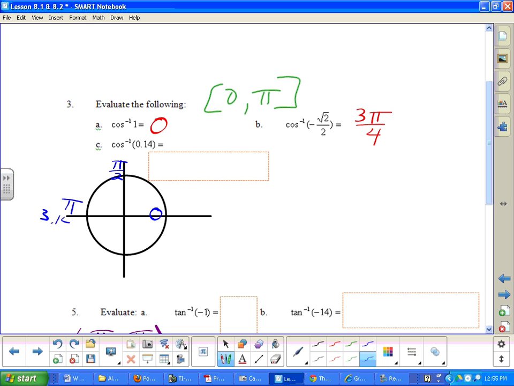This is 3.14, correct? This is 1.57. So if I do the inverse cosine of a negative number, for instance letter B, then I should get a number between 1.57 and 3.14. So take your calculator and do the inverse cosine of negative square root of 2 over 2, and find that decimal number. Don't forget the negative.